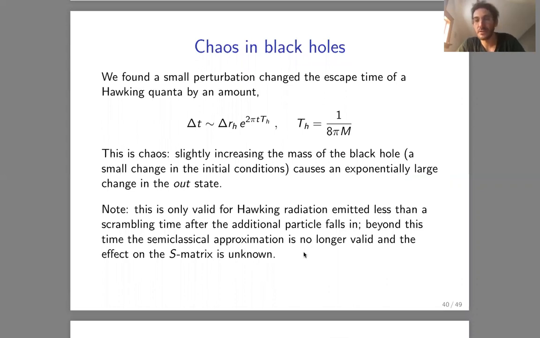And so the effect on the S matrix is unknown, which is just to say that we don't actually know the S matrix for this setup. And if we did, we could then see if the proposal is correct. And presumably, if we knew the S matrix and we plotted it, if the proposal is correct, we would get some kind of very erratic function. But the best we can do with the semi-classical thing, which is pretty impressive anyway, is to get this Lyapunov exponent, just this small piece of this much bigger thing of the S matrix.